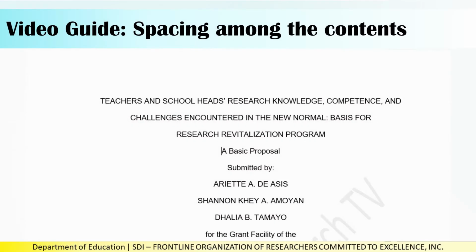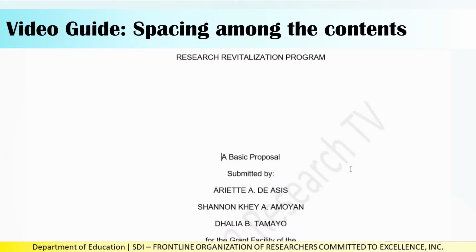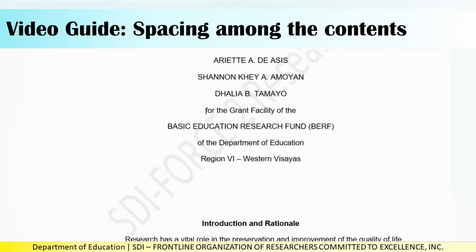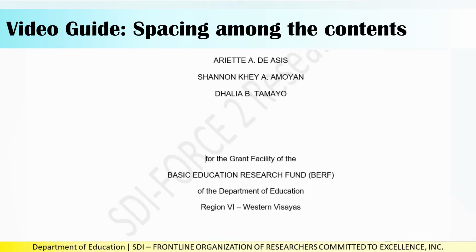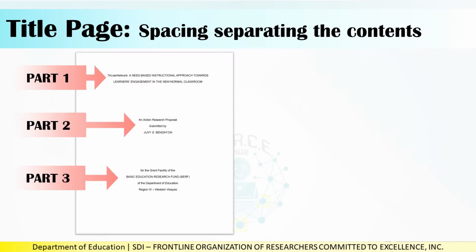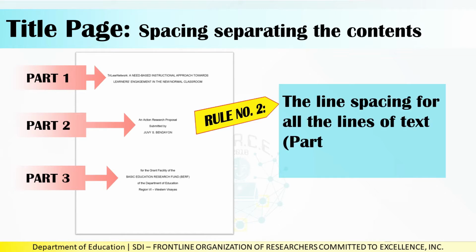As a guide, consider this video. It shows the process of providing 5 spaces among the 3 main parts of the title page. The line spacing is double. The line of text in this part is double spaced. The same with the rest.